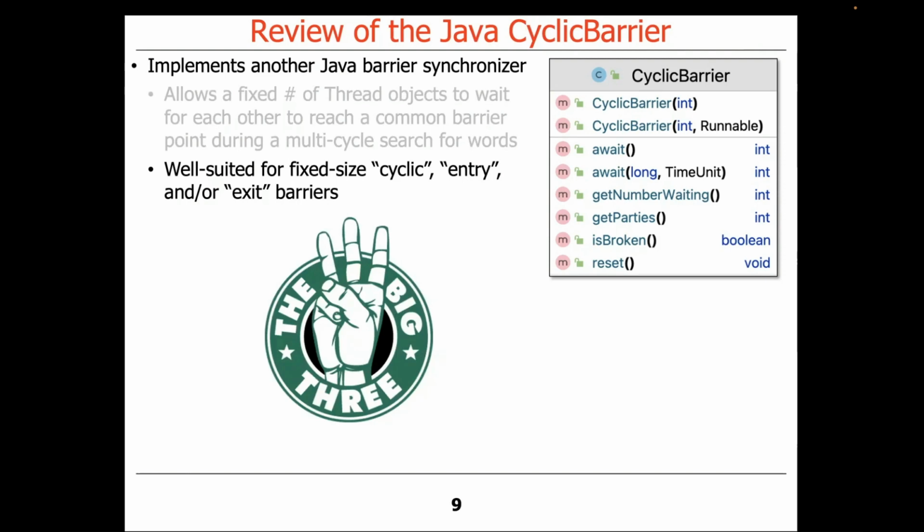Cyclic barriers are well suited for fixed-sized, cyclic, entry, and/or exit barriers. So you can do all 3 things. You can do cyclic type of processing. You can do entry barriers. You can also do exit barriers. However, you need to make sure you have a fixed number of threads.